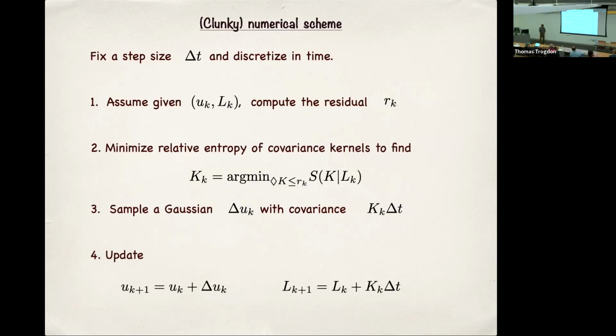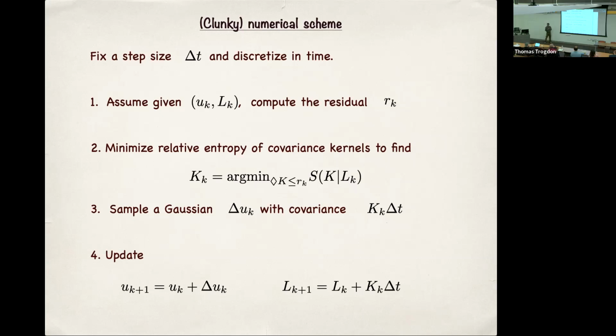Okay, so we don't know how to do the numerics, so let me show you a very, very clunky numerical scheme. The numerical scheme is discretized. I fix some time step and discretize in time. At any time step k, I assume given my state, which involves this sub-solution uk as well as this PSD matrix. Given that, I compute the residual. It's a sub-solution, so the residual is always positive.